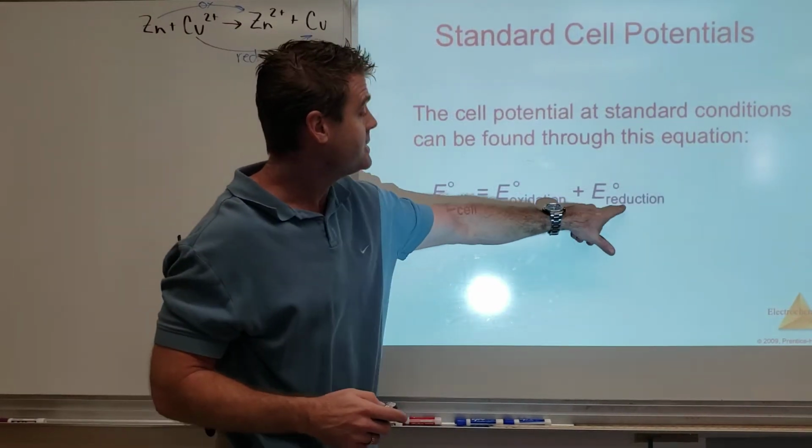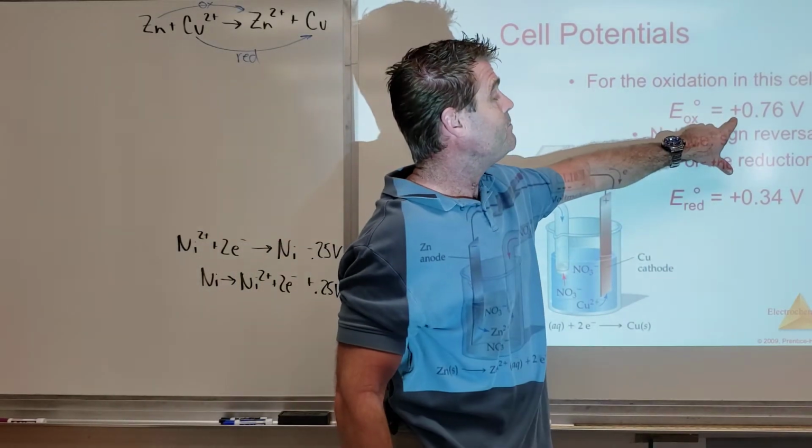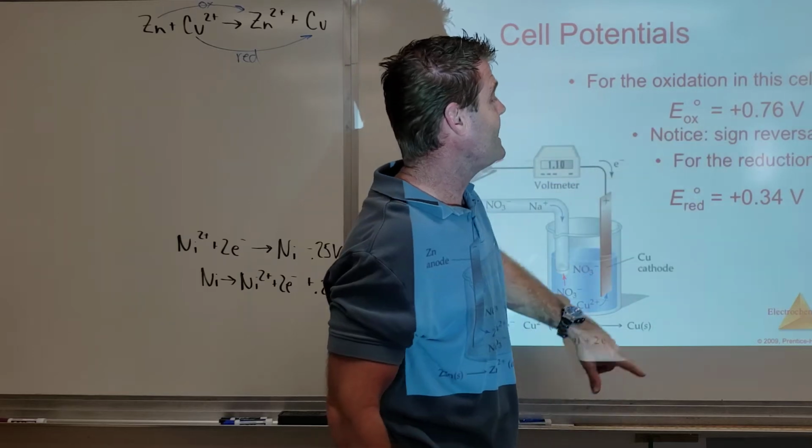You guys remember it's oxidation plus reduction to get the cell potential. So remember it was a negative 0.76. So what do I simply do? I simply change the sign.